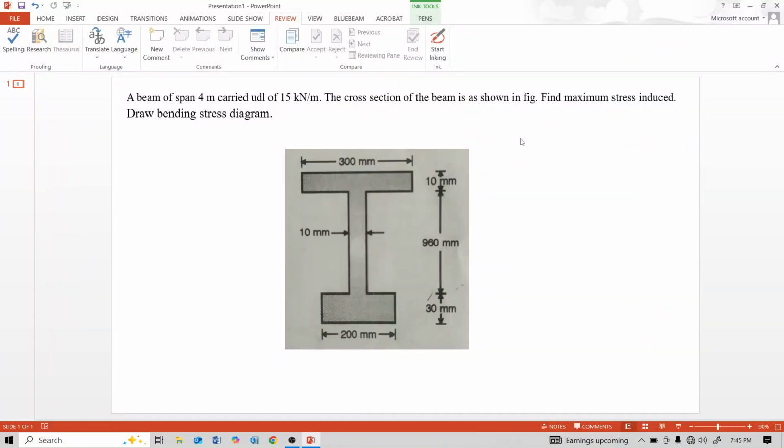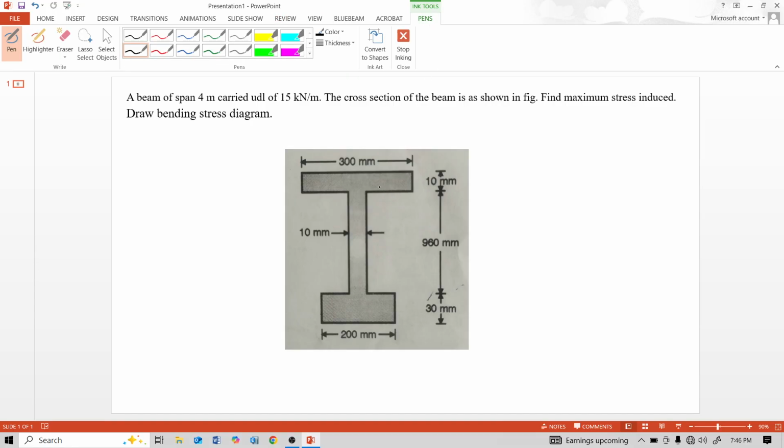Today in this video, we will see a numerical. A beam of span 4 meter carries uniformly distributed load of 15 kN/m. The cross section of the beam is this I section. Find maximum stress induced and draw bending stress.